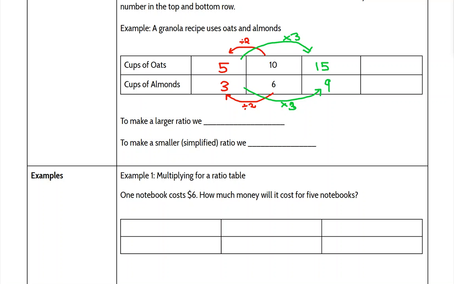Okay? We can do anything that we want to do, though. Like, we can use this one and then create it again. As long as we do the same thing to the top and the bottom, we'll always end up with an equivalent ratio. Let's take this one and multiply it now by 4. So instead of 3, let's do 4. 5 times 4 is 20. 3 times 4 is 12. Okay? So to make a larger ratio, or to scale up, we multiply.